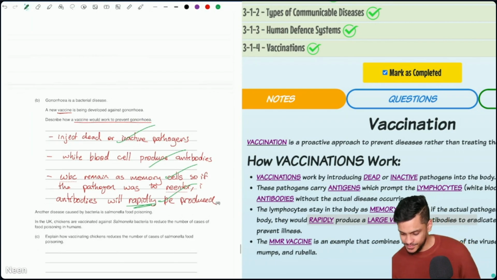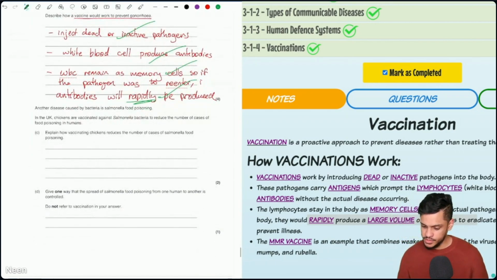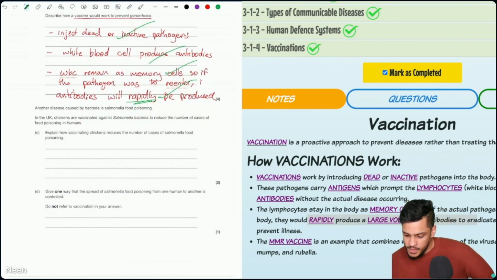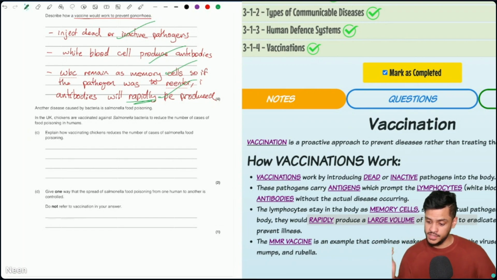Okay, next. Let me know if there's any other questions. Another disease caused by bacteria is salmonella food poisoning. In the UK, chickens are vaccinated against salmonella bacteria to reduce the number of cases of food poisoning. Explain how vaccinating the chickens reduces the number of cases of salmonella.